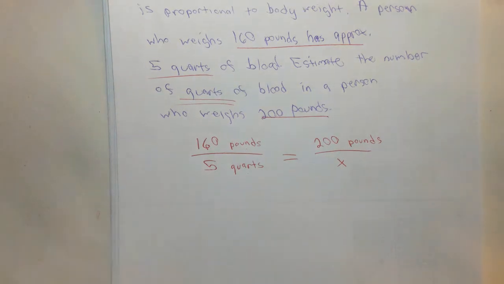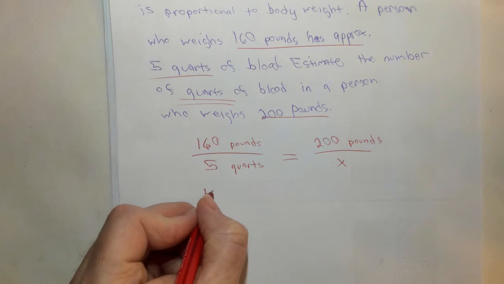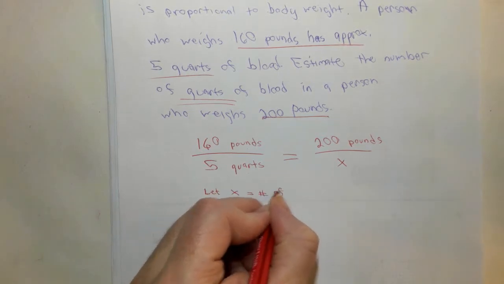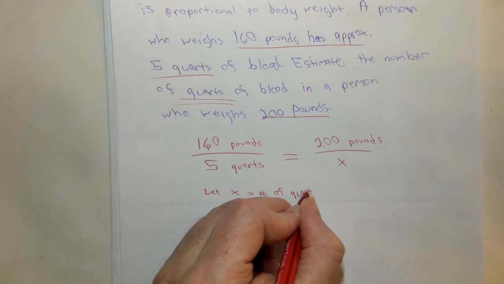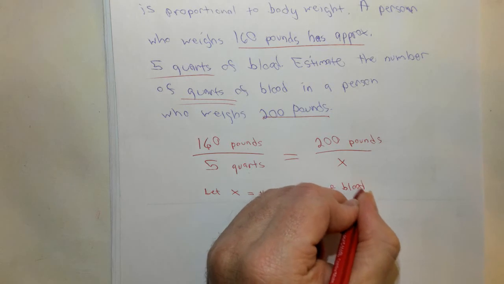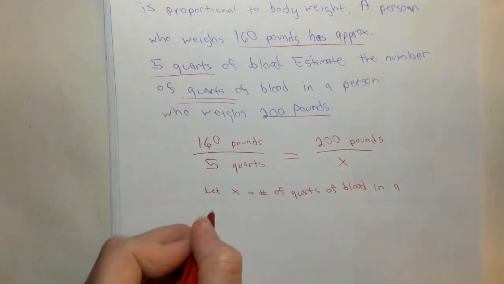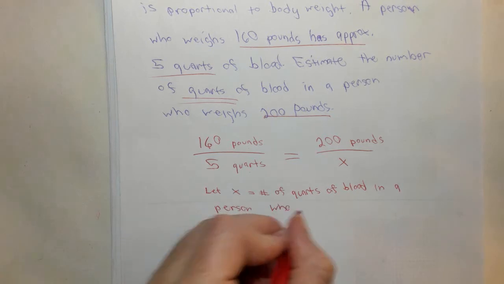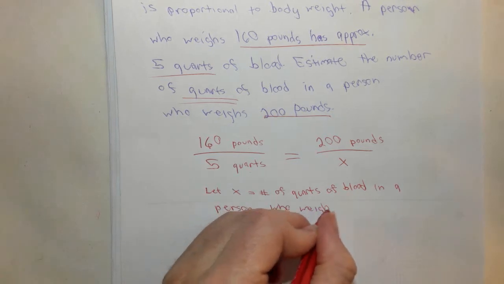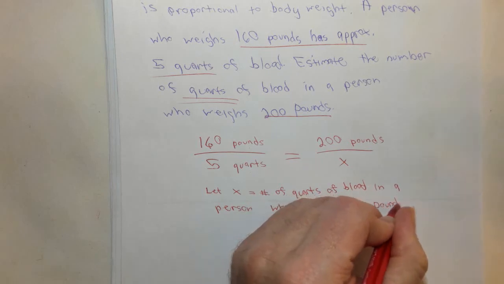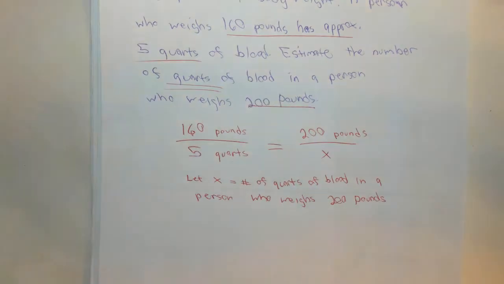And what I should technically say is let x equal the number of quarts of blood in a person who weighs 200 pounds. Okay. So we should include that for this class.